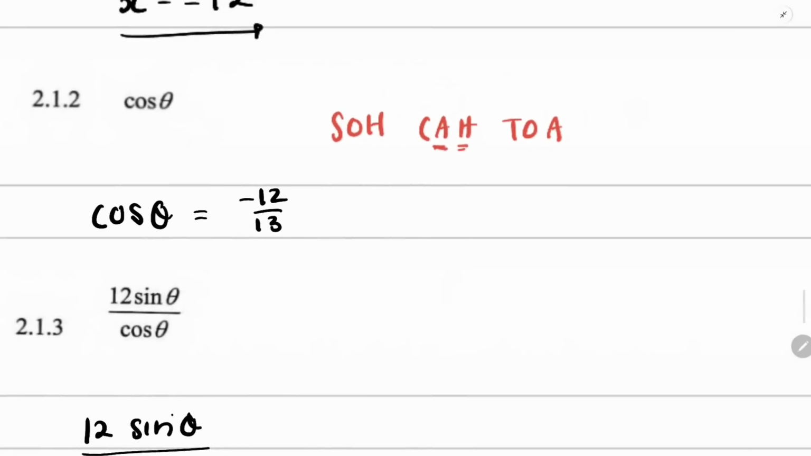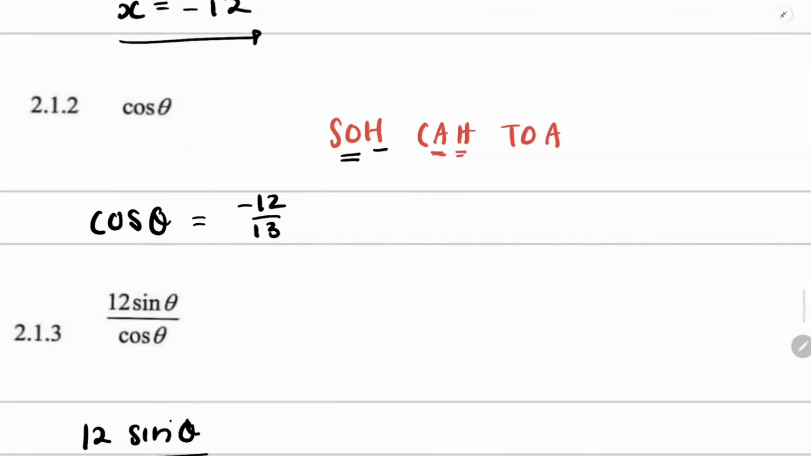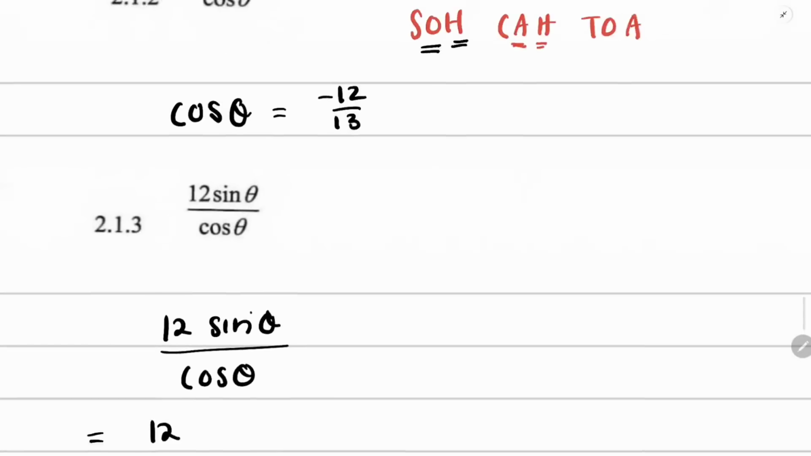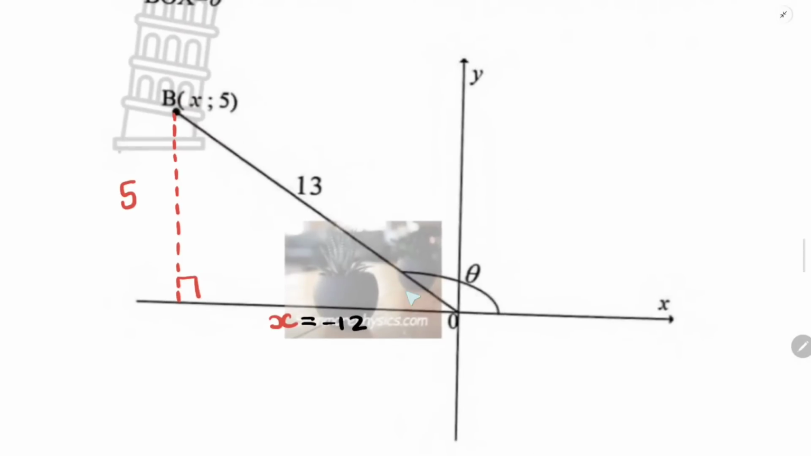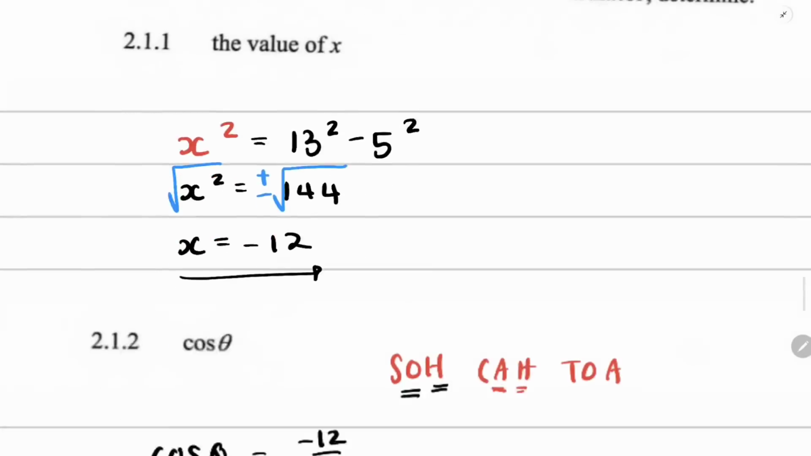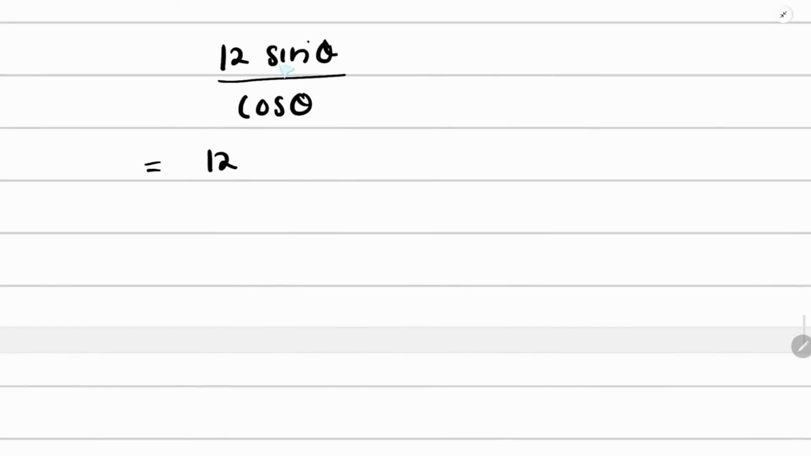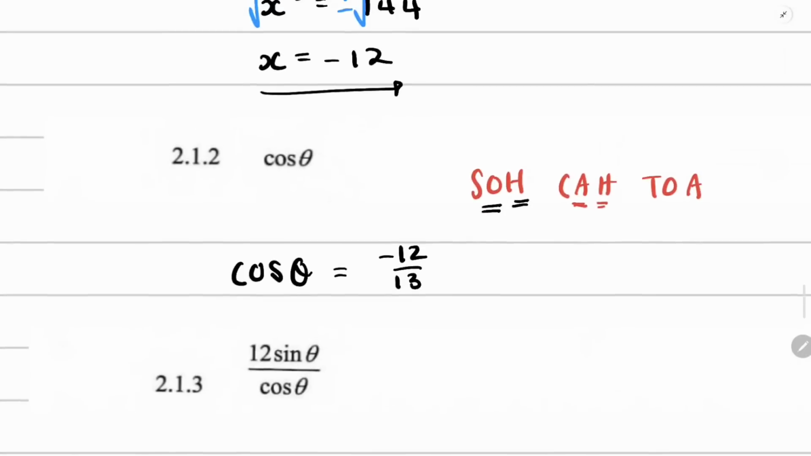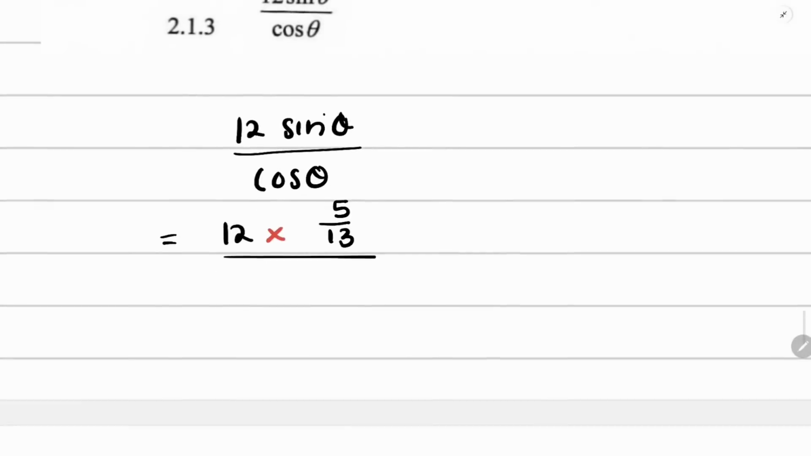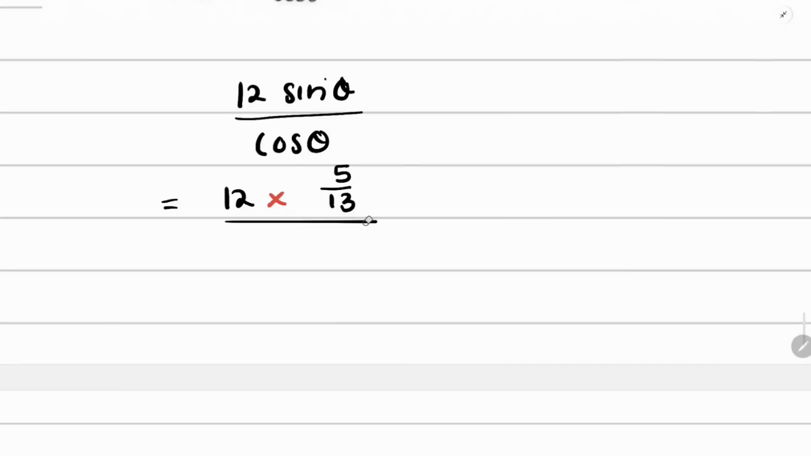From SOHCAHTOA, sine is found by saying opposite over hypotenuse. So we'll just take the opposite side over the hypotenuse in our triangle. The opposite side, opposite that angle, would be 5 over the hypotenuse, which is 13. But remember, they're standing next to each other, so they're really just being multiplied. So we're going to have a 5 over 13 all over cos theta, which we already know is negative 12 over 13. So divided by negative 12 over 13.